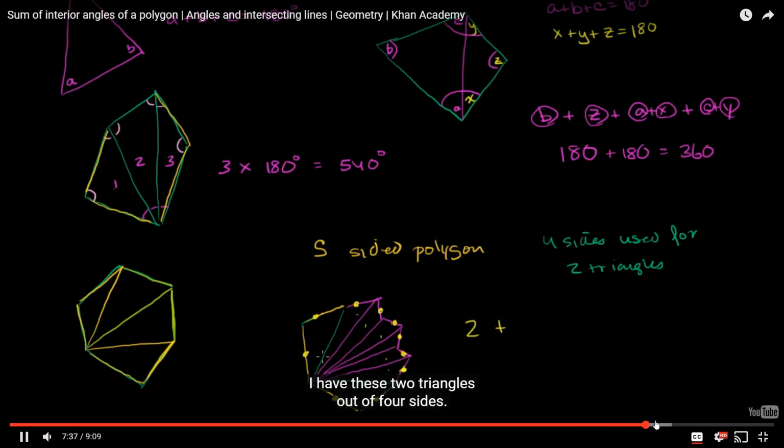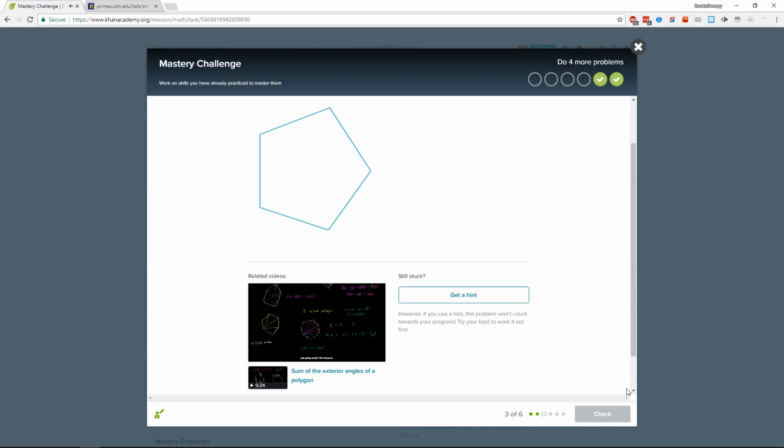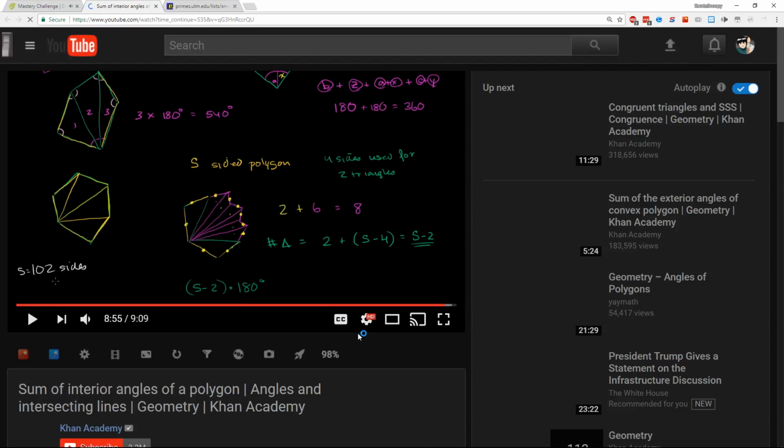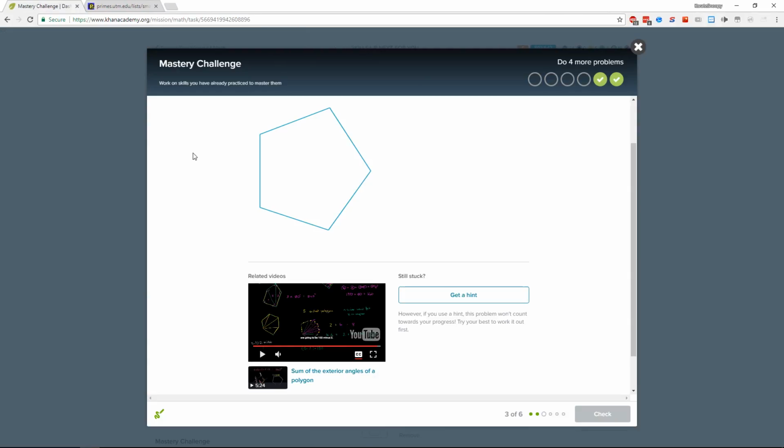So there you have it. I have these 2 triangles out of 4 triangles. Result 102 minus 2. So it's going to be 100 times 108. Very good.